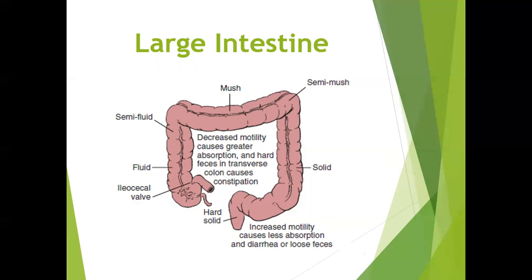Additionally, increased motility causes less absorption. So, if that food product or stool is moving through the large intestine too quickly, there's not an opportunity for the reabsorption of water and electrolytes. Something that we need to think about is as this causes diarrhea and loose feces, it can also cause dehydration. So, we have to be very careful when our older adults get diarrhea as their electrolyte balance and their hydration status may suffer.